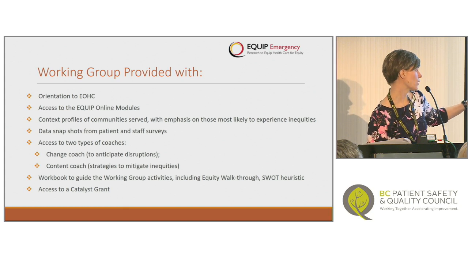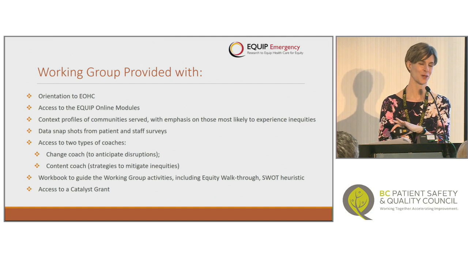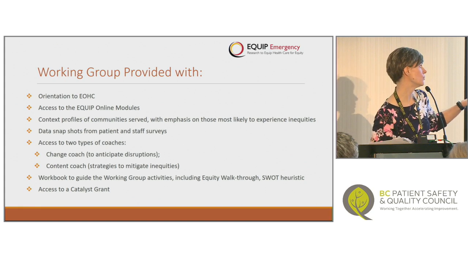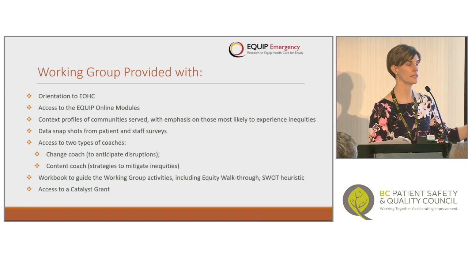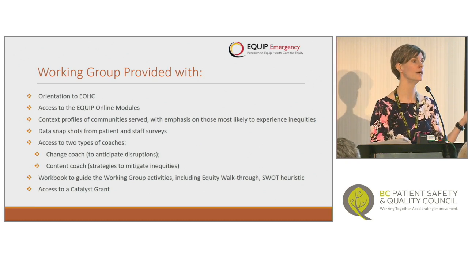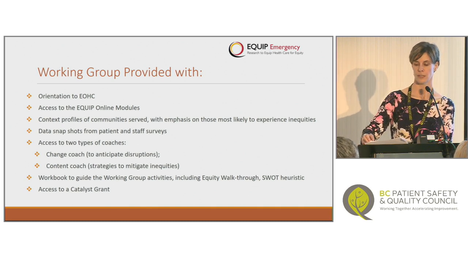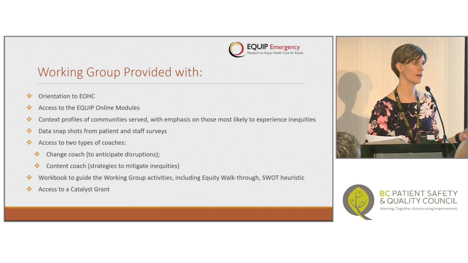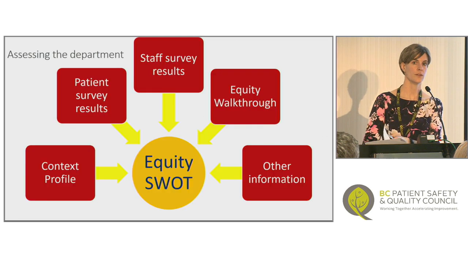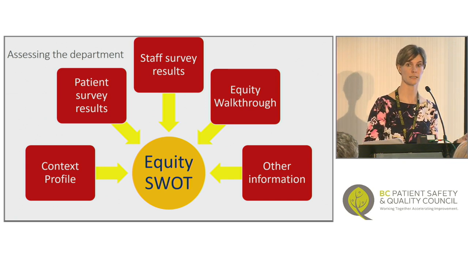And then the workbook is the last thing. The working groups could use it to do a lot of the activities to assess their department and to keep track of how they were assessing the strengths, weaknesses, opportunities and threats. Over this 6-month period, they did have access to a Catalyst grant of $10,000 to support the work that they selected. This is just a little visual of how some of those data sources came in to inform how the working group could assess the department.